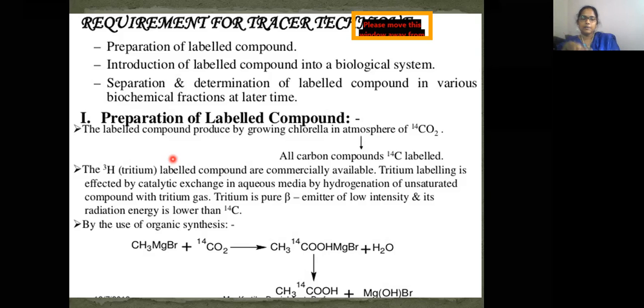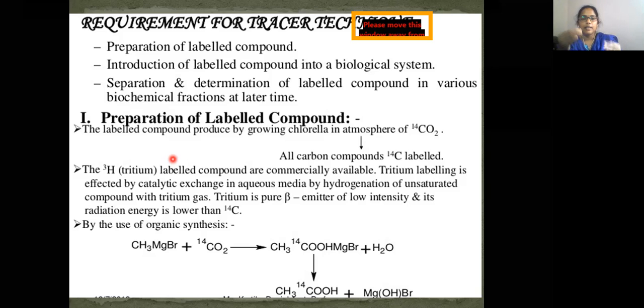So generally these plants utilize the carbon dioxide, and then they are involved in the photosynthesis process and produce the glucose molecule, right? So in the same way, these plants are allowed to grow in the atmosphere of carbon dioxide, that is radio labeled carbon dioxide. In this carbon dioxide, the carbon element is labeled, that is replaced with the C14 isotope, right?